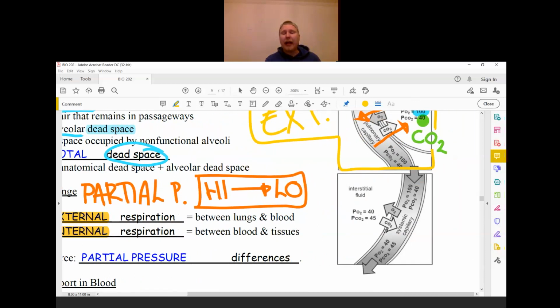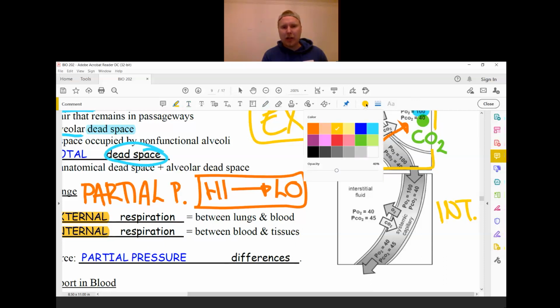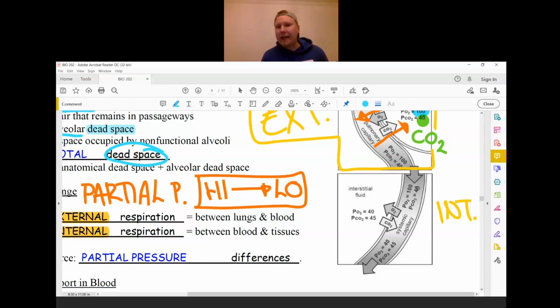And here we're looking at the movement between the capillaries of the systemic circulation and the tissues or interstitial fluid. It can be either one as it relates to the systemic circuit tissues. And let's start again by looking at the partial pressures of oxygen.